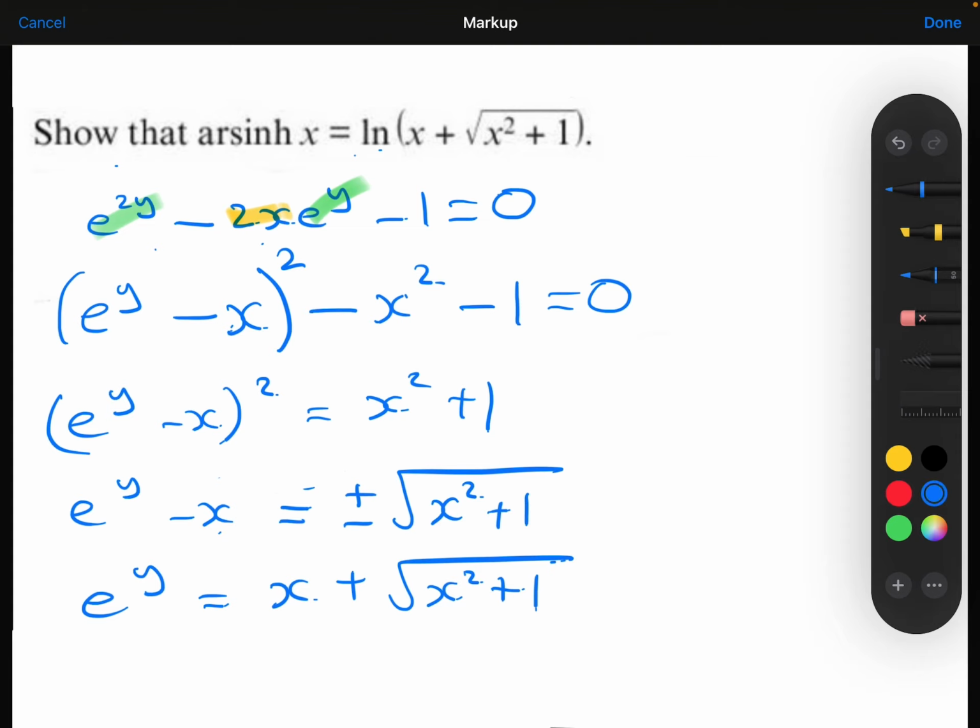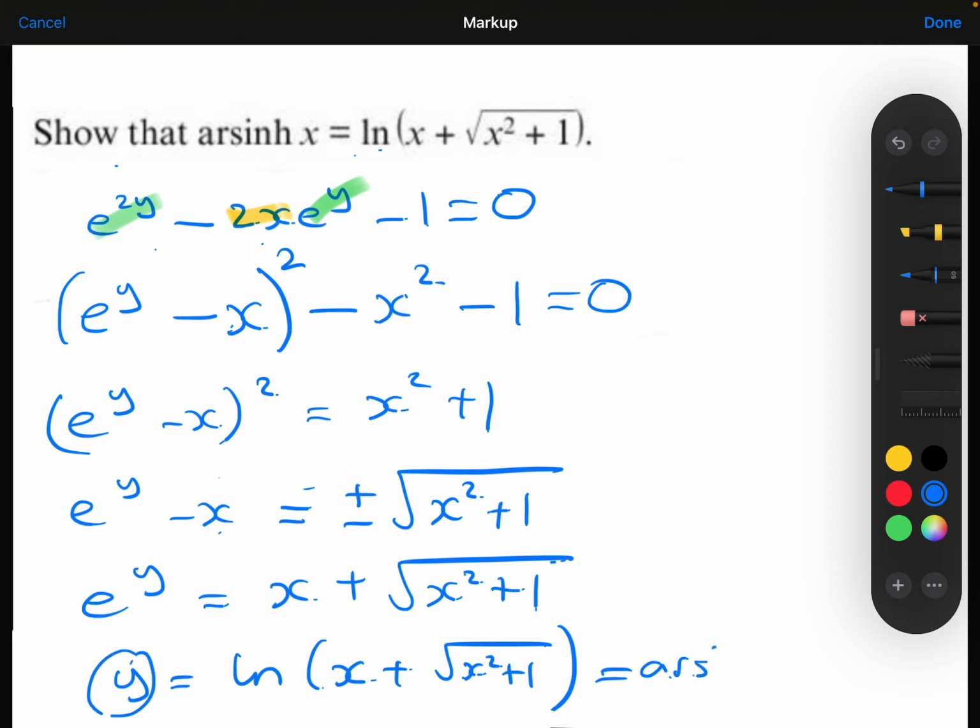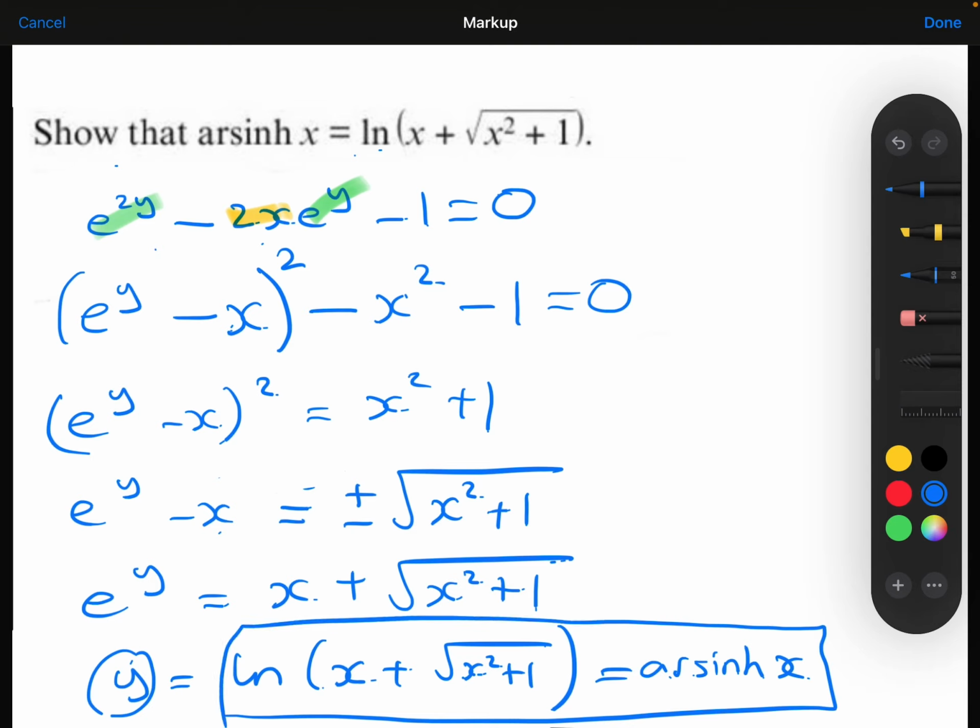And now I can take logarithms of both sides to get y equals ln of x plus the square root of x squared plus 1. And remember that y was originally defined as my r sinh x. And we're done, we're proved. We've shown that r sinh x is ln of x plus the square root of x squared plus 1.